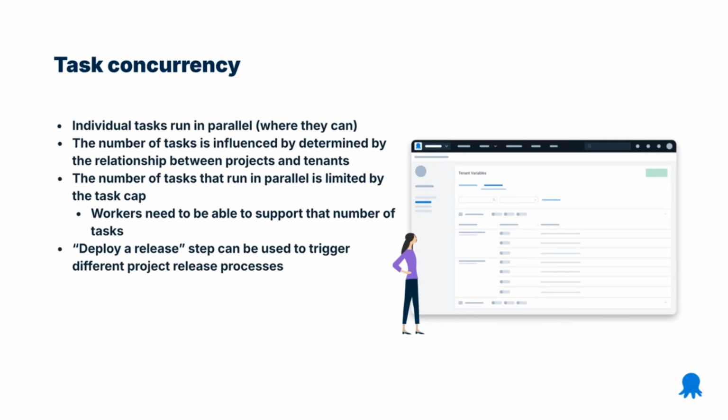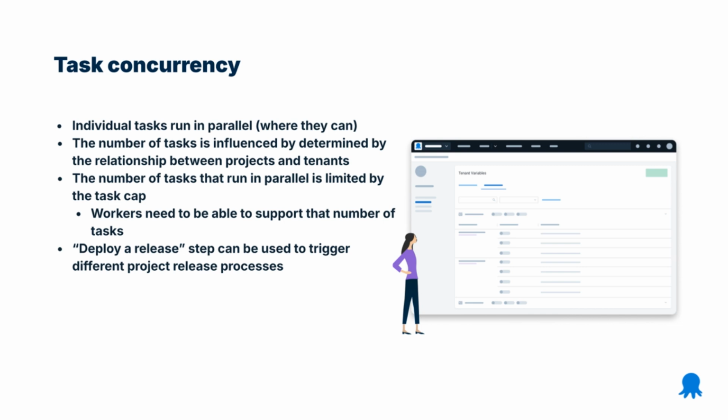So just going to recap some of that. Individual tasks can run in parallel, or will run in parallel where they can. This is limited by the task cap. The number of tasks will be influenced by that relationship, primarily between projects and how you're managing your machines. And the deploy release step can be used to trigger different project release processes and ensure that there is a relationship between that child project and that parent, and that they can complete in the right order.